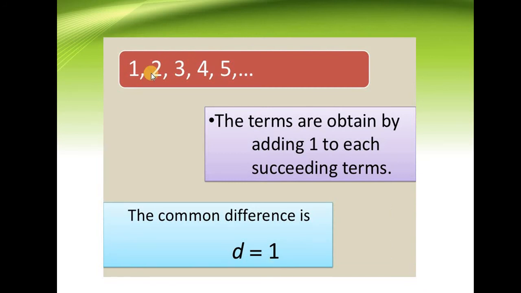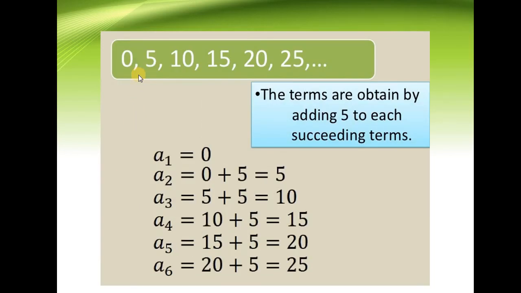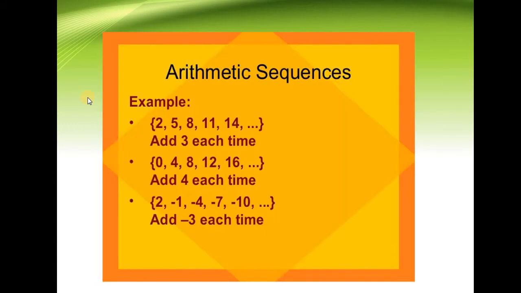So in brief, if we look at this sequence, d will be equal to 1. Similarly, this is the explanation, read this explanation and it's easy. This was the second sequence. Here is the explanation. If we add 5 with 0, we get 5. If we add 5 again, we get the next. So this is an example of an arithmetic sequence.